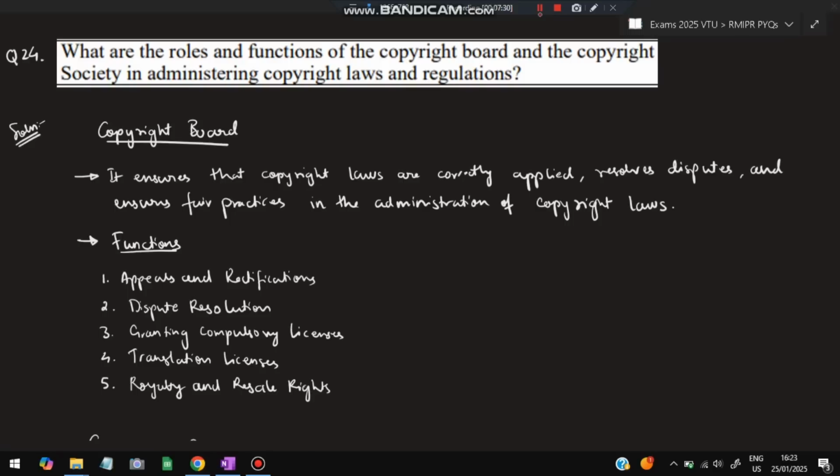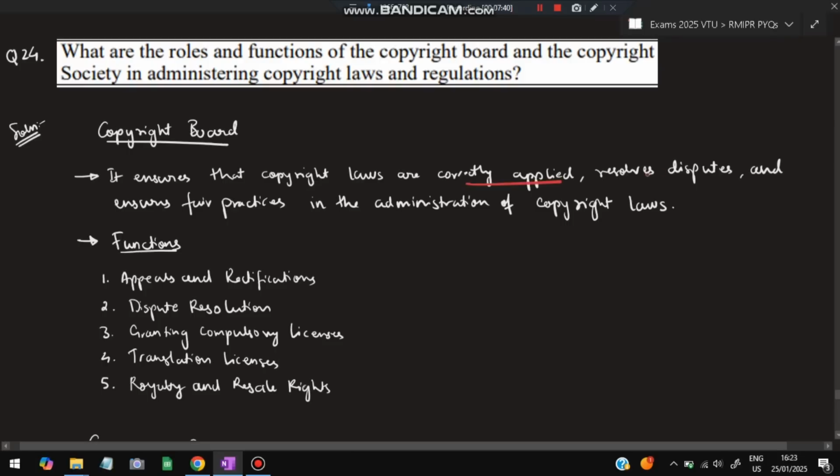So before that, what is a copyright board? It is a judicial body constituted by the government to judge between any conflicts. It ensures that copyright laws are correctly applied, resolves the disputes, and ensures fair practices in the administration of copyright laws. So what are its functions? First is appeals and rectifications. Okay, what does this mean?